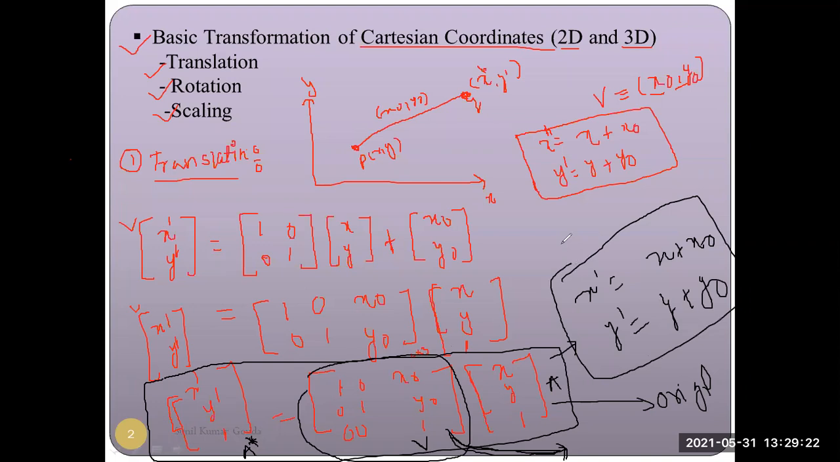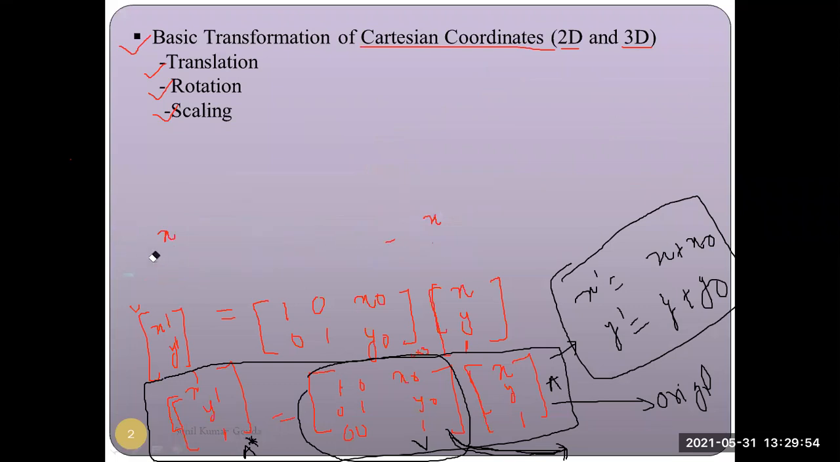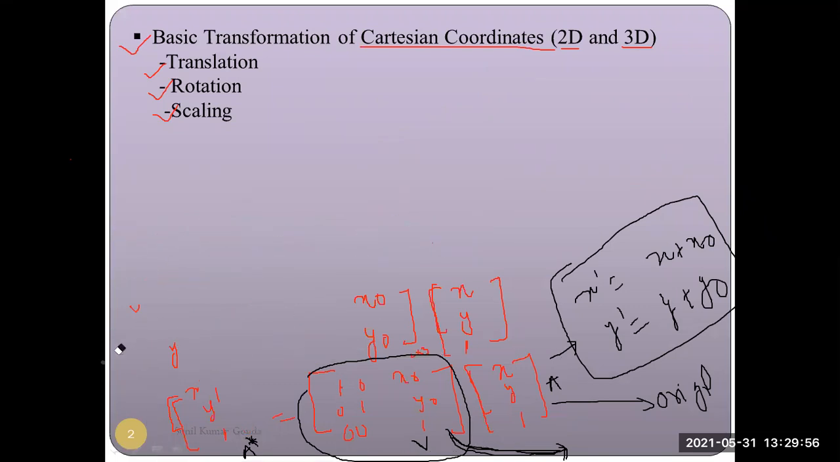So this is called translation in 2-dimension Cartesian coordinate. This is how translation is performed in 2-dimension Cartesian coordinate. Is it clear to all of you? Yes, sir. So this may be already studied. I just want to relate how this coordinate transformation relates to image transformation.